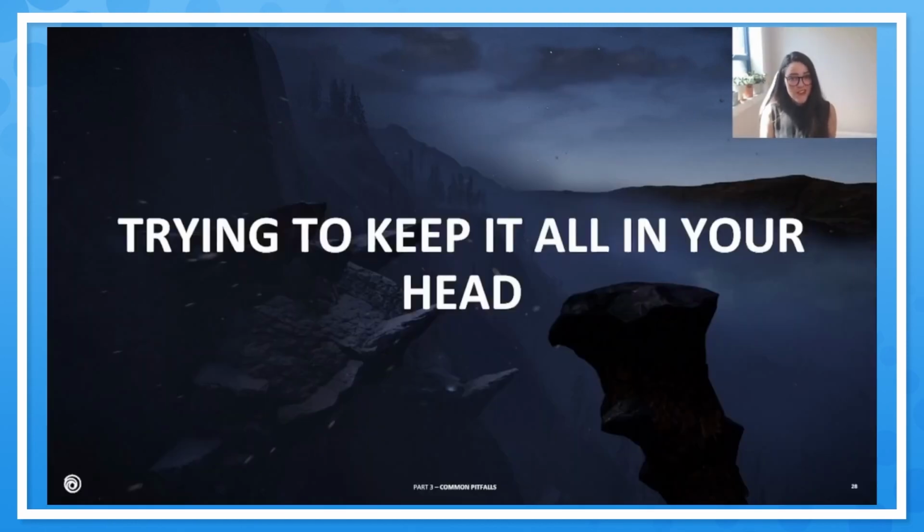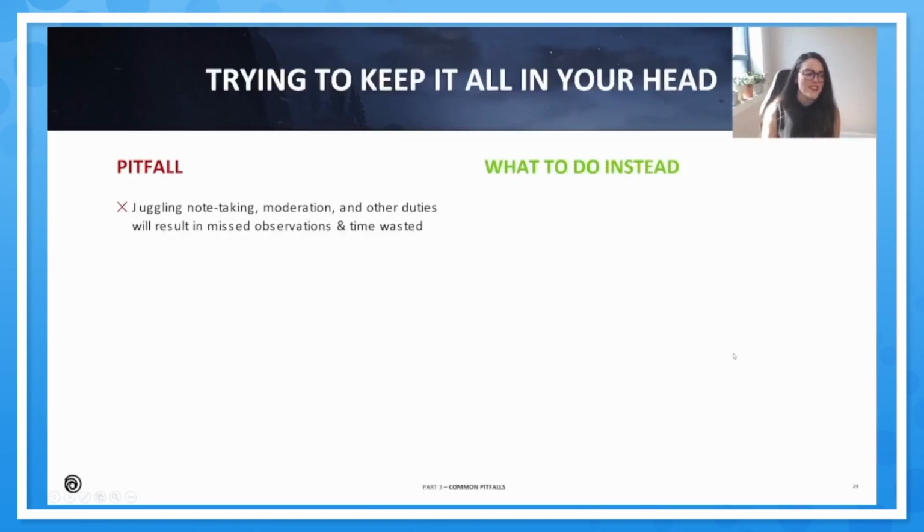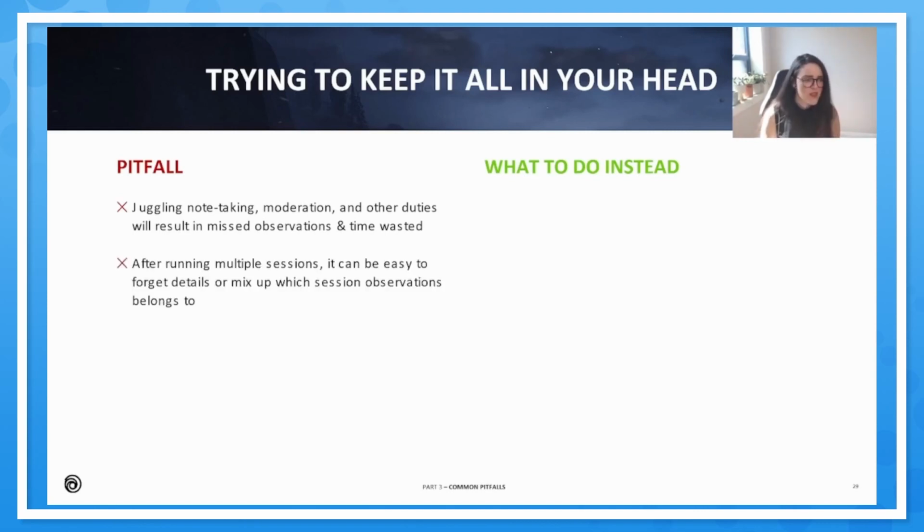Trying to keep it all in your head. Juggling all of the tasks that need to be done during a playtest can be overwhelming. Juggling the note-taking, the moderation, as well as the other duties is probably going to lead to some missed observations and probably also some time wasted. Also, after running multiple sessions, it can be easy to forget details or start mixing up which observation belonged to which player or playtest session.